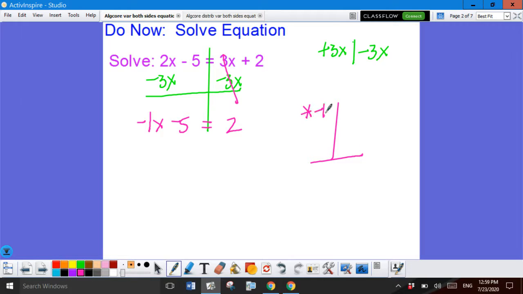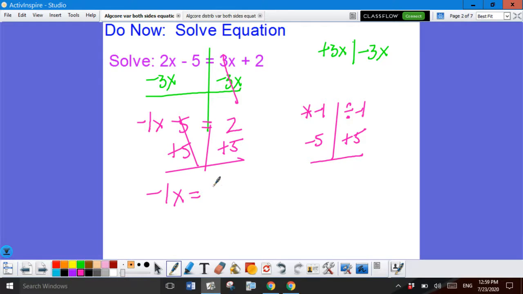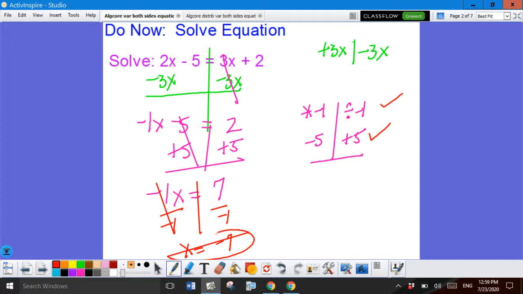So times negative 1, divide negative 1. Minus 5, plus 5. So the first thing I'm doing is adding 5. Cross out. Negative 1x. 5 plus 2 is 7. Now I'm here. Divide by negative 1. Cross out. x equals negative 7. And I'm done.